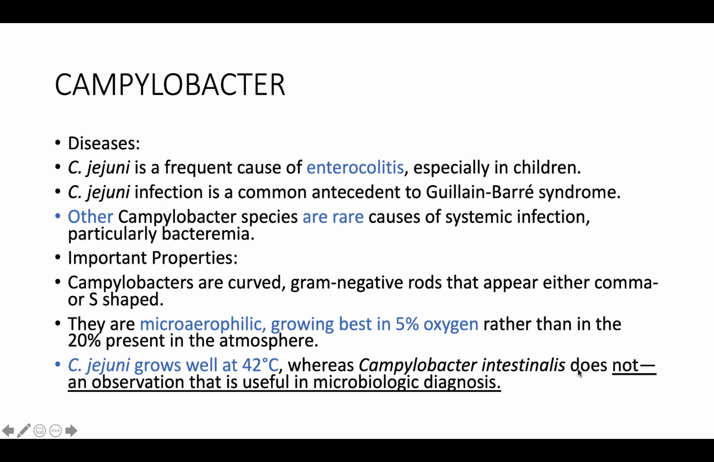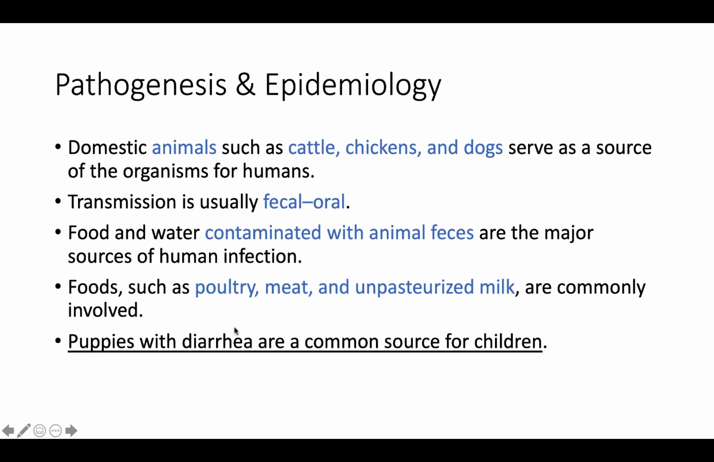Whereas Campylobacter intestinalis does not grow at this temperature. This is important for microbiologic diagnosis. So domestic animals, cattle, chicken, and dogs are a source of the organism. The transmission is fecal-oral. What happened with us, the chicken was shawarma. So obviously it has been contaminated by the fecal-oral route. Something has been contaminated. This is a problem.